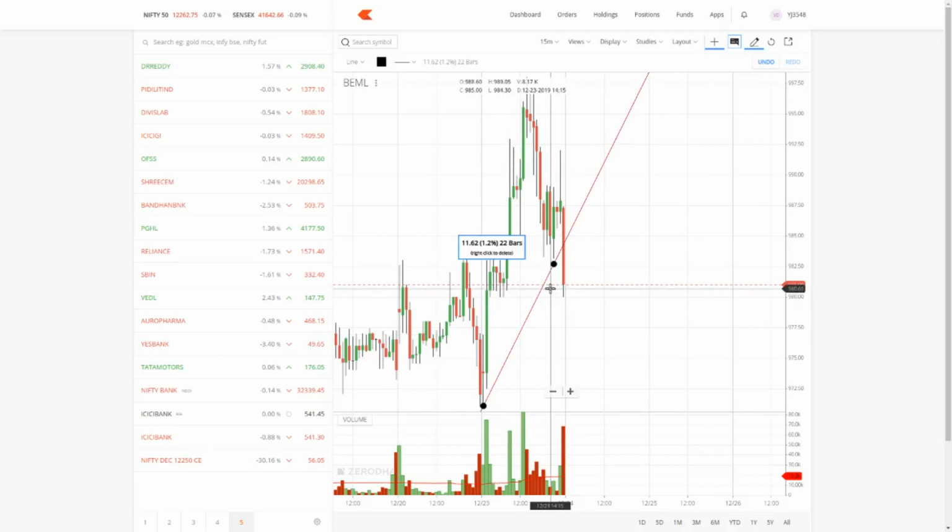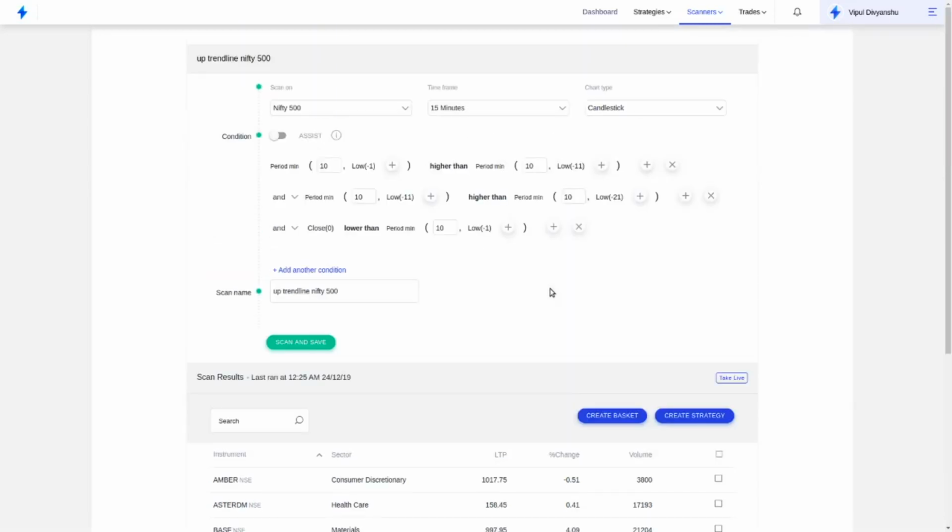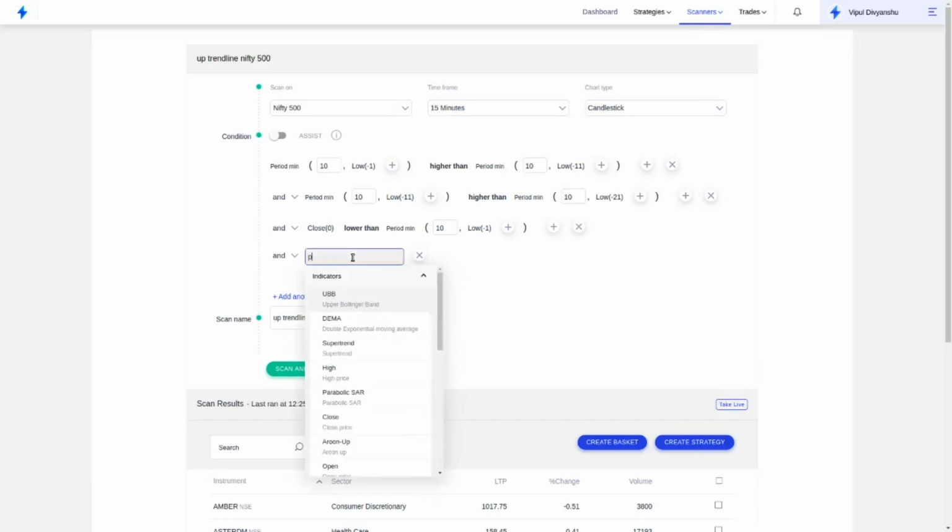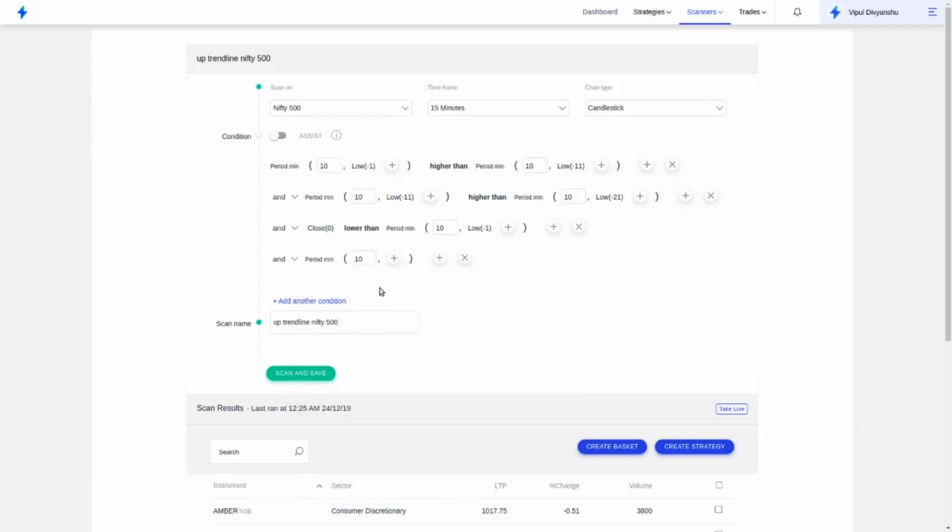Because we are looking at only two conditions, it might sometimes become hard to visualize, because only two points are being used to identify a trend line. But you can easily add more and more lines to identify a long continuing trend. To be able to identify stocks easily and explain, we have done this. But you can simply go ahead and add another period min, where you say the low of minus 21.